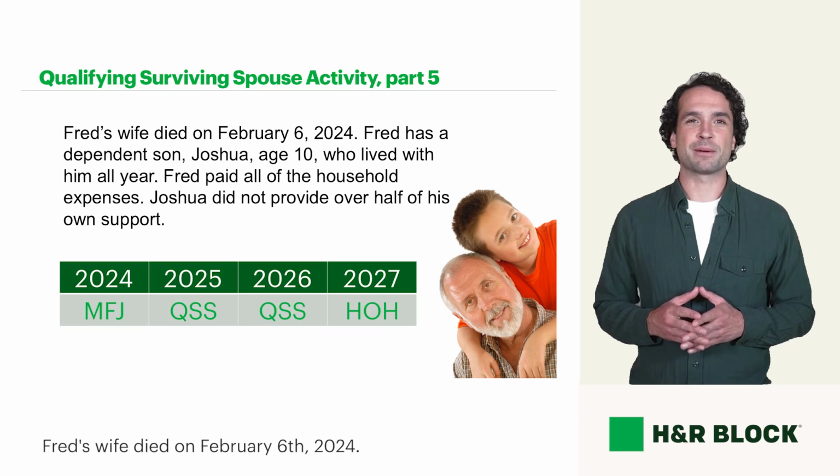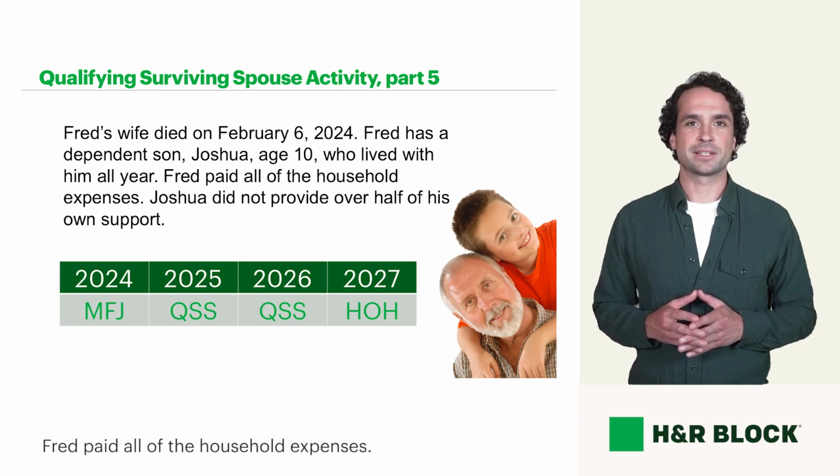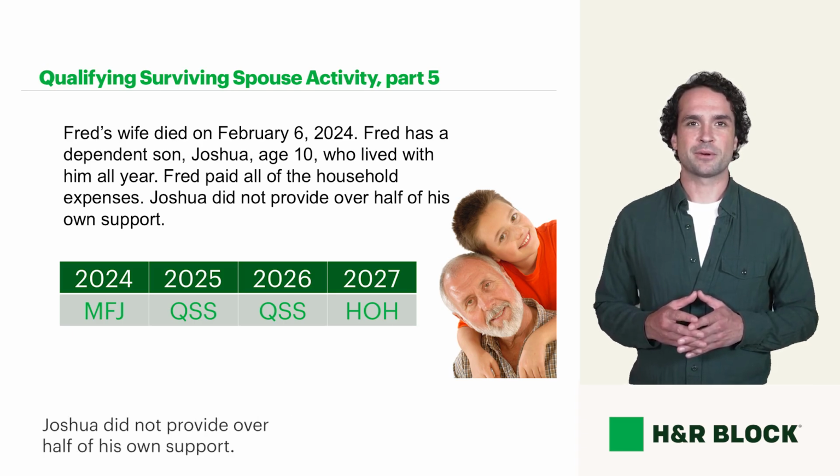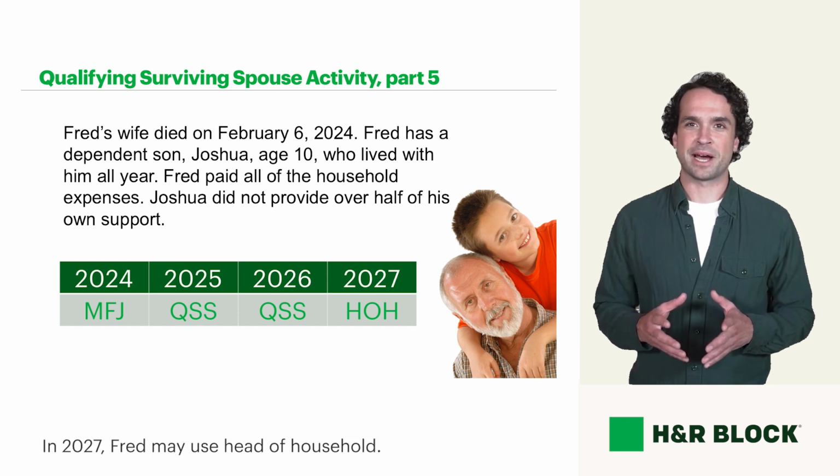Fred's wife died on February 6, 2024. Fred has a dependent son, Joshua, age 10, who lived with him all year. Fred paid all of the household expenses. Joshua did not provide over half of his own support. In 2027, Fred may use head of household.